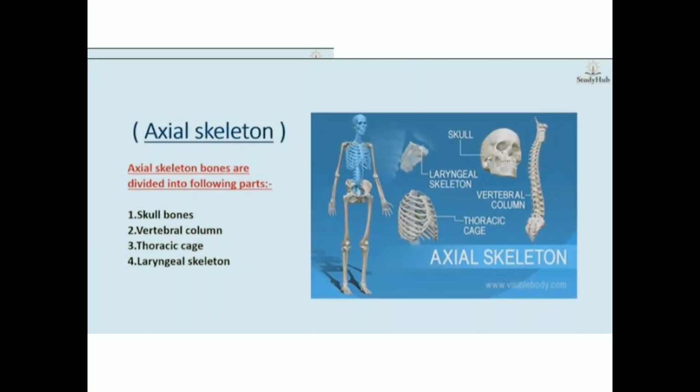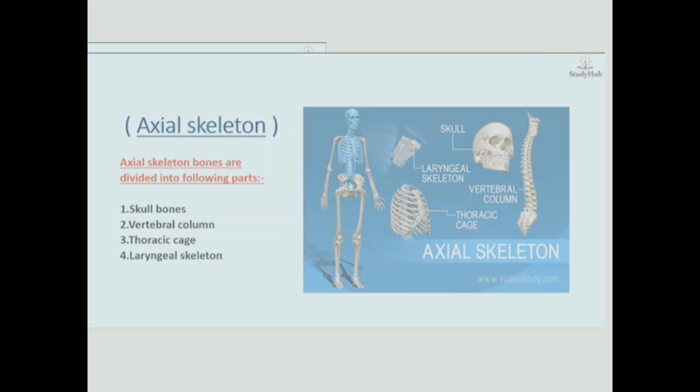So the first one, the axial skeleton, is divided into the following parts. First, the skull bones; second, the vertebral column; third, the thoracic cage; and fourth, the laryngeal skeleton. So let's start with the skull bones.